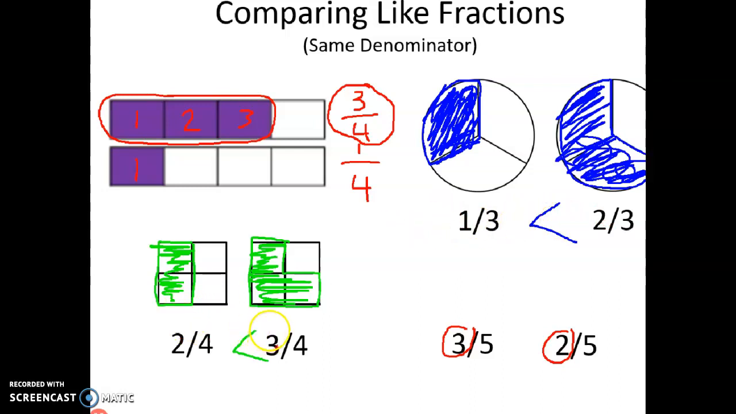Look at these two numerators down here. 3 is greater than 2. So when we look at our numerator, we just have to say that 3 is greater than 2. So when comparing like fractions, it can be quite easy, because all you really have to do is look at the top number and see which one is bigger.